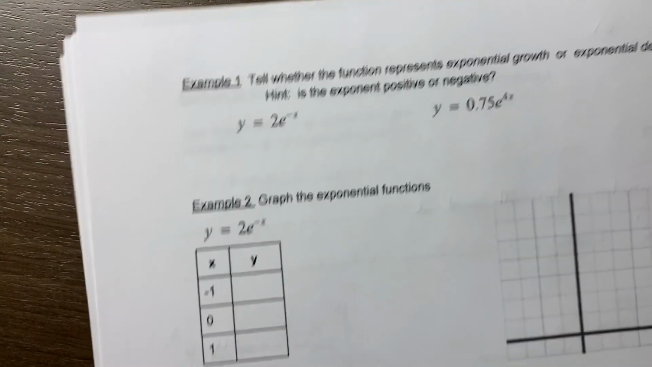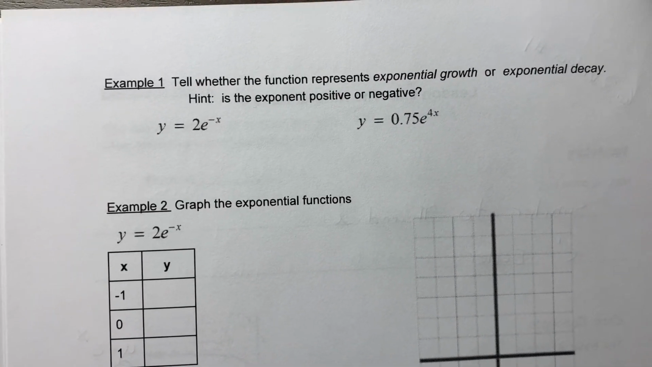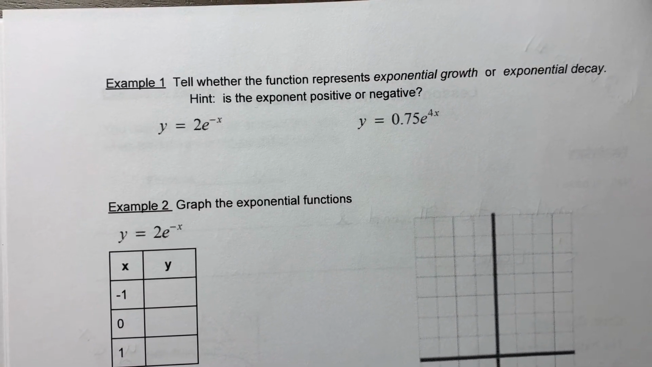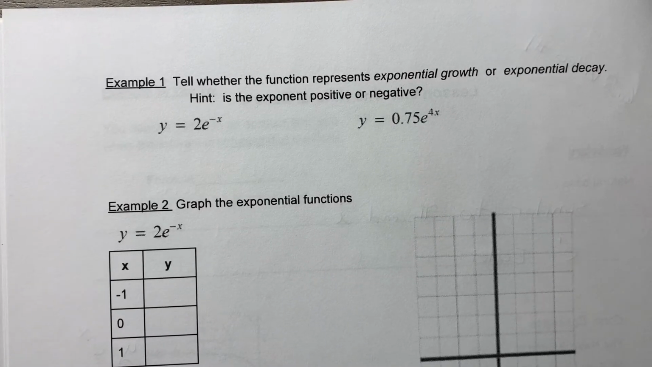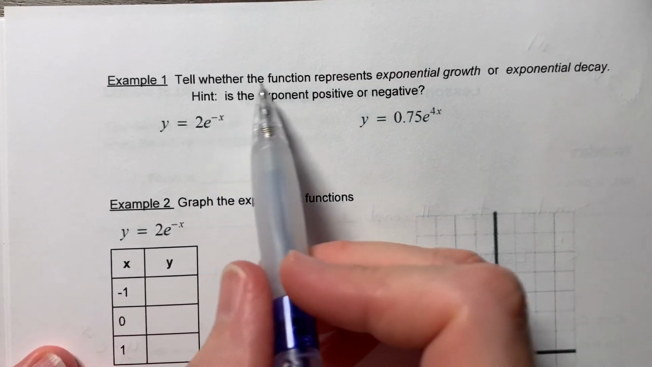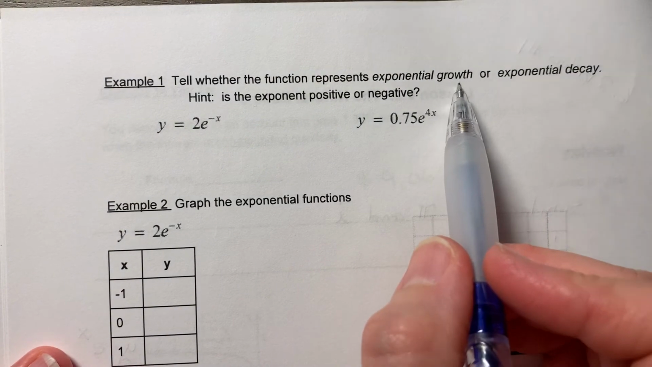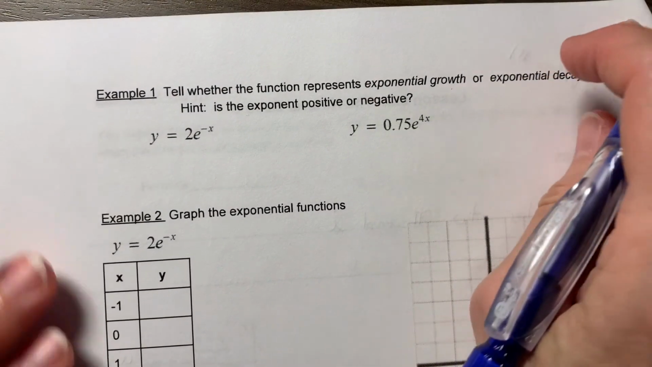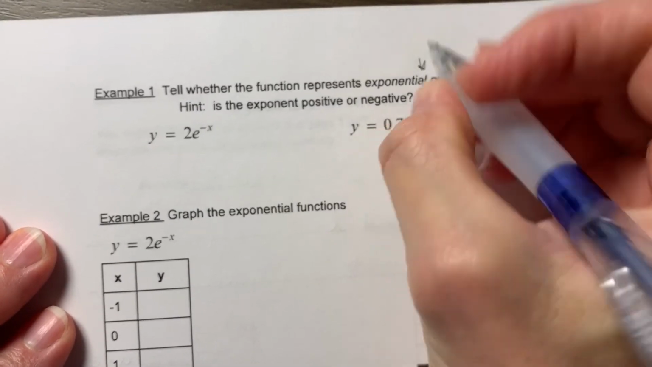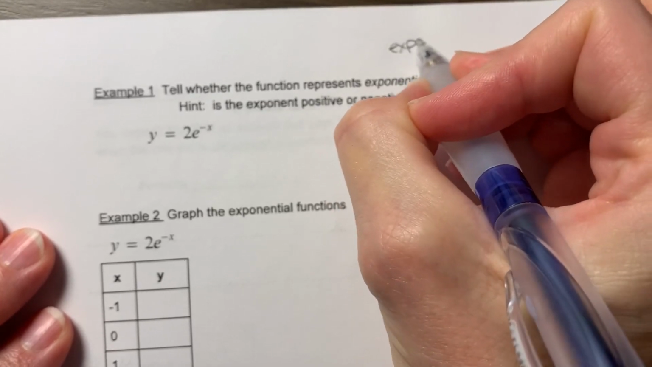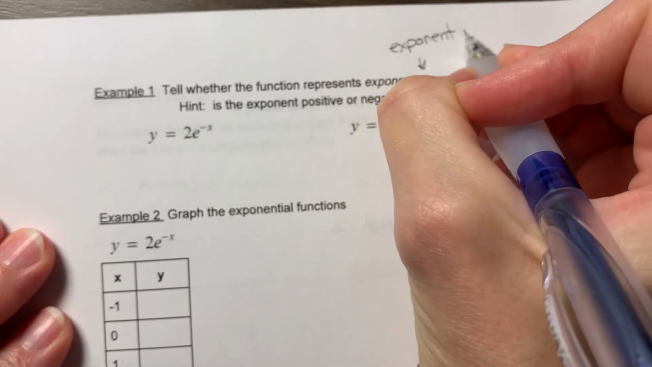So I'm just going to do this example 1. Examples 2 and 3 I'm going to do in a separate video because we're going to graph those using decimals. But in example 1, all it's asking is tell whether the function represents exponential growth or exponential decay. So growth is going to be when the exponent is positive.